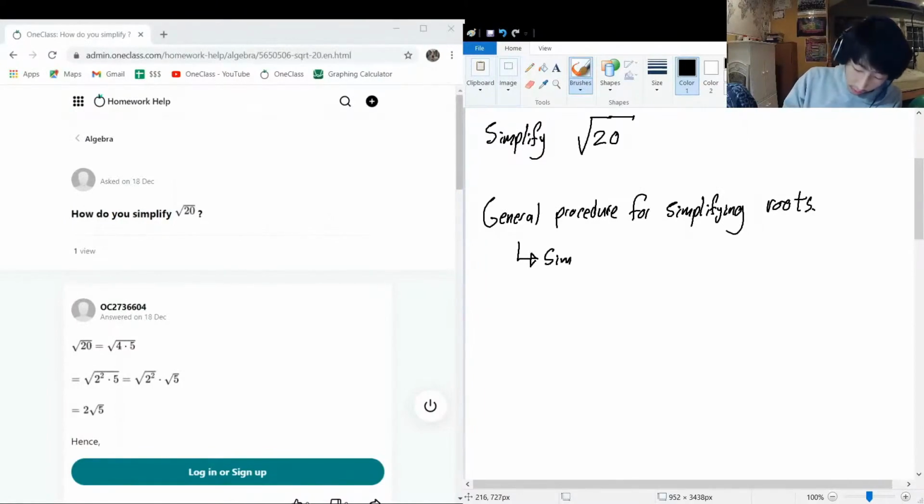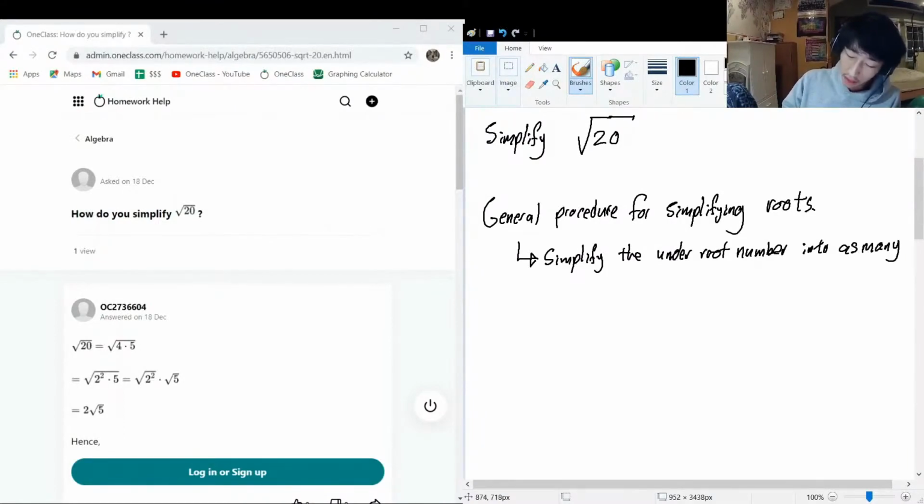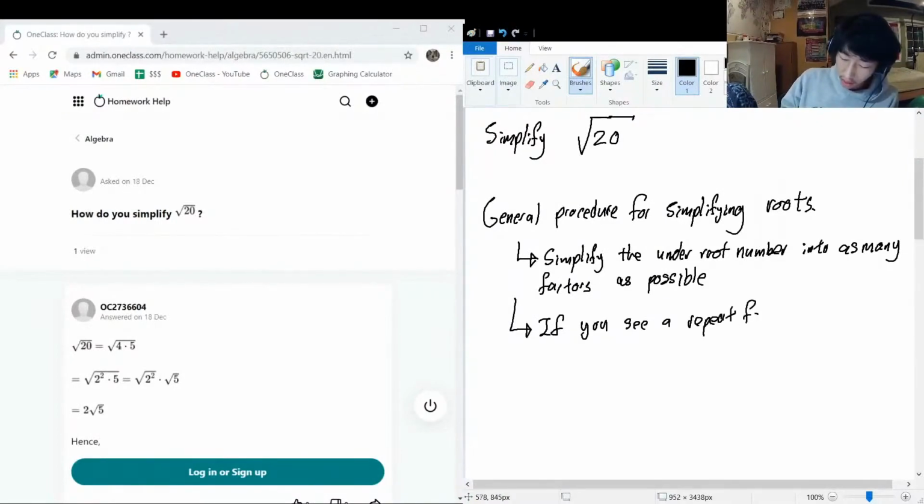So simplify the under-root number into as many factors as possible. If you see a repeat factor, bring it outside the root.